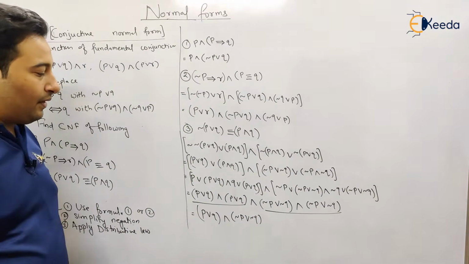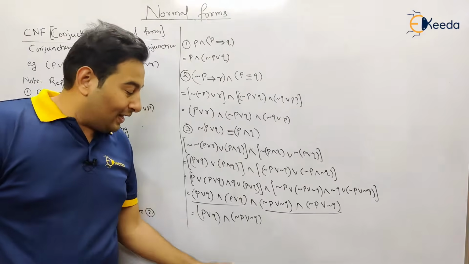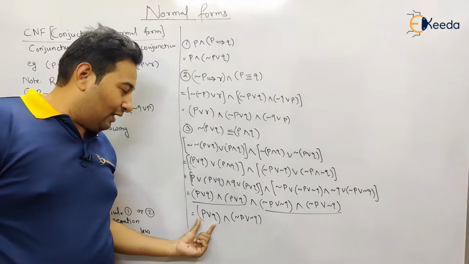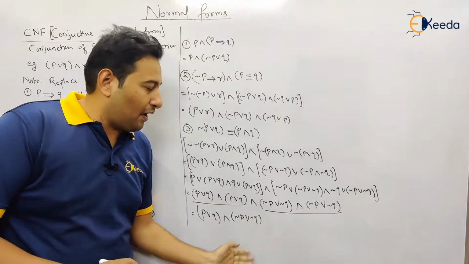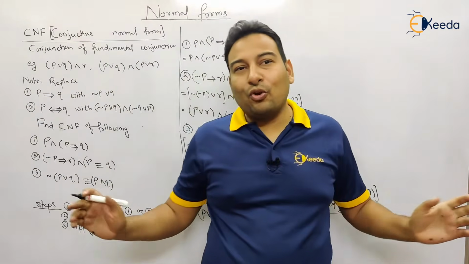So see here, this is our required CNF format. In between we have conjunction, in brackets we have disjunction. We can further simplify, but our aim is to get CNF and we got it successfully. That's it. Hope you understood.